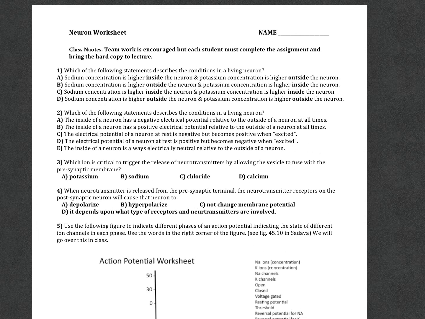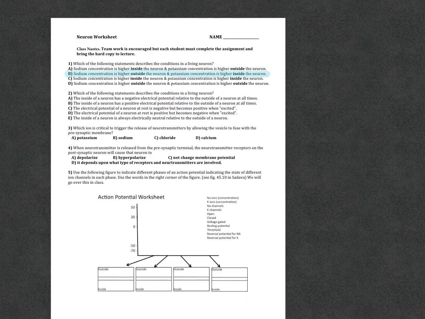So which of the following statements describes the conditions in a living neuron? The sodium concentration is higher outside, the potassium concentration is higher inside. That's what you've been told. It was important that you know it. Sodium concentration is higher outside the neuron, potassium concentration is higher inside the neuron. That should be understood. That's how we start.